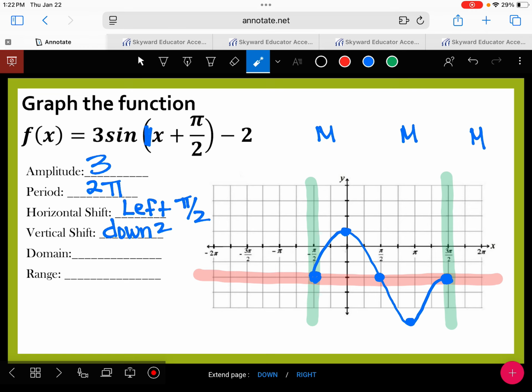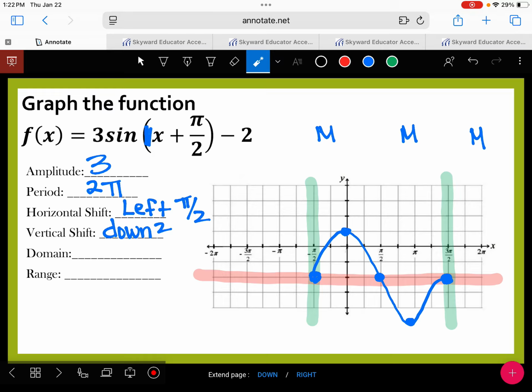Tomorrow we're going to graph periods of pi. That's always 8 hops. So between here and here is 8 hops. Tomorrow we're going to have our walls 4 hops apart. Today we're doing 8 hops apart, okay?